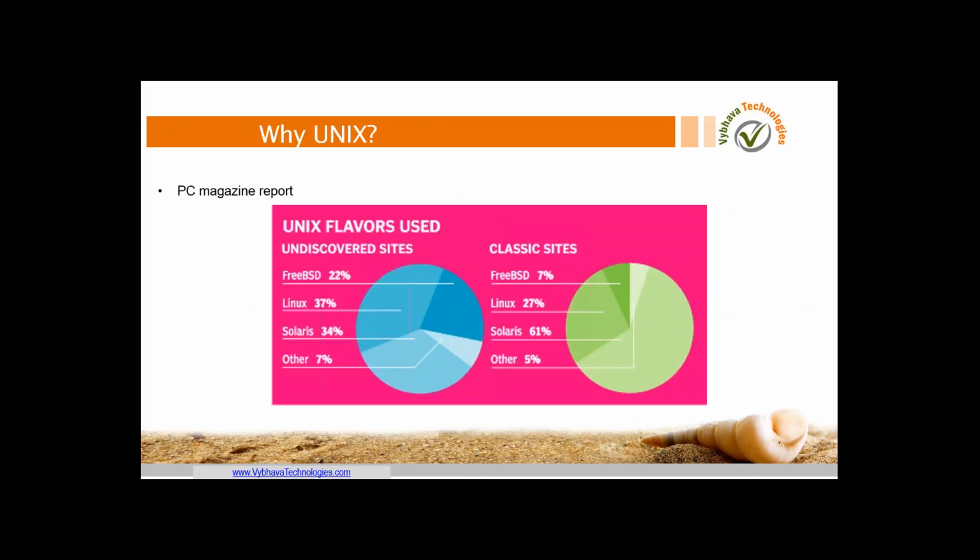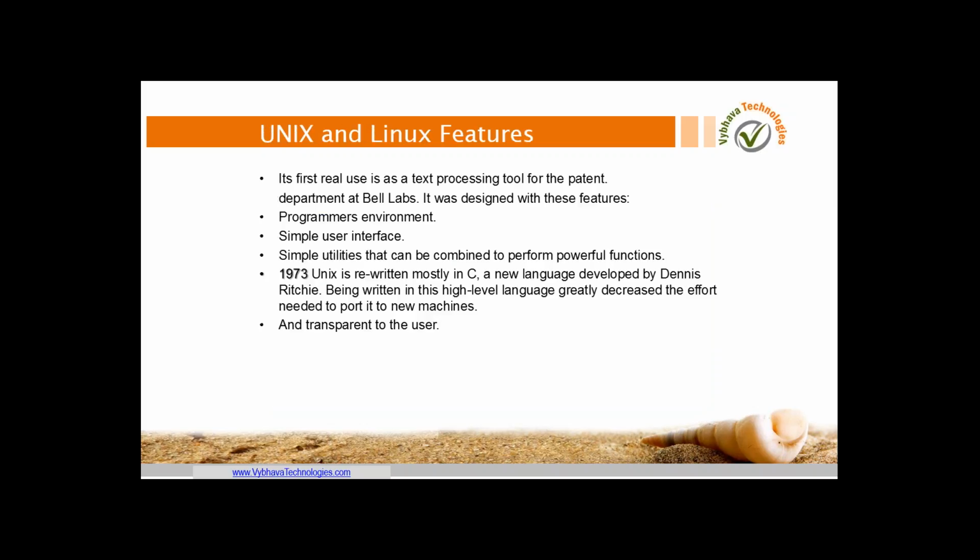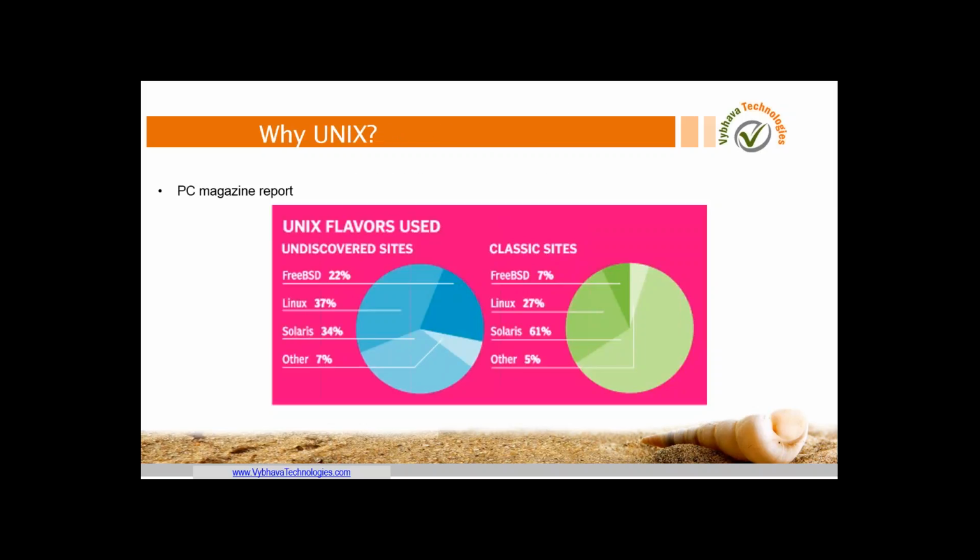Okay, so why is Unix so required? Why not Windows or some other flavors, Mac OS? Why are we not using them? Because in the overall survey, if you look at enterprise businesses, most of the Linux flavors, if you see FreeBSD, that is Ubuntu and other stuff, that comes under FreeBSD. That is 22% of the overall share. So that is undiscovered sites, meaning they are just using it in universities.